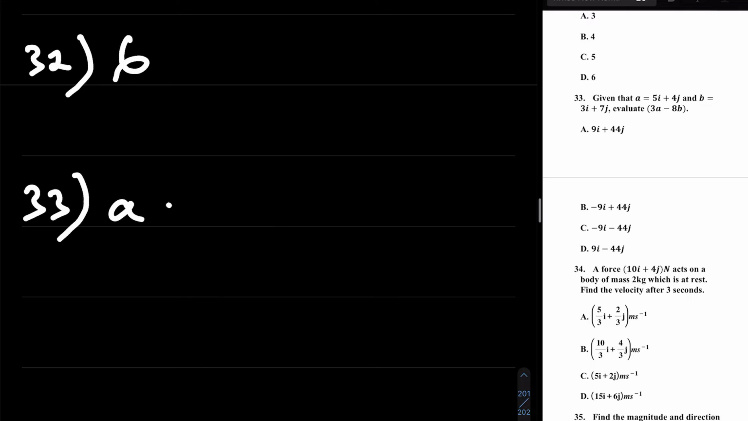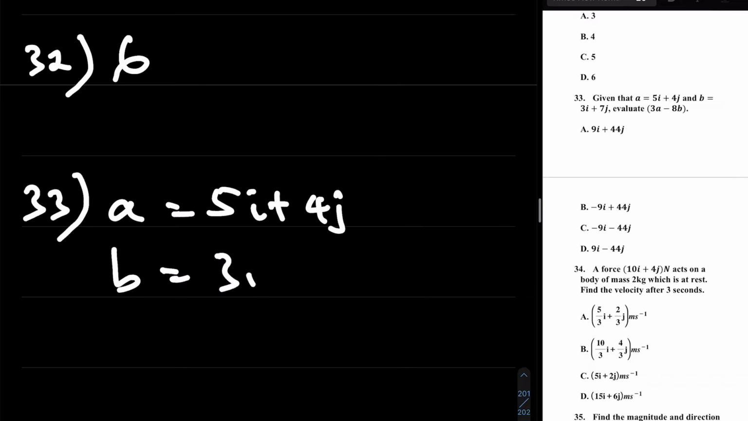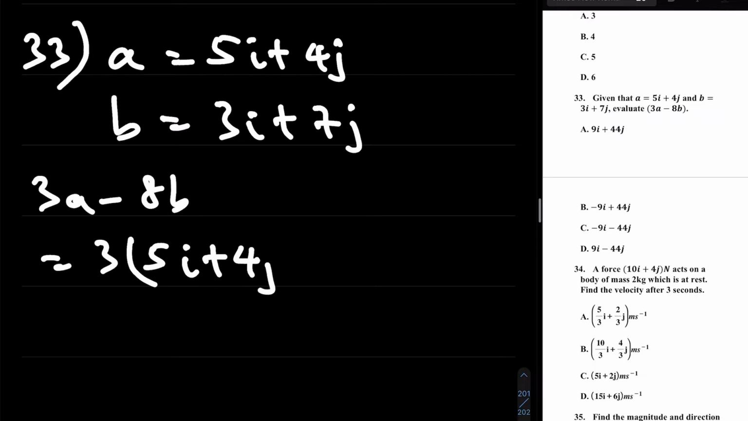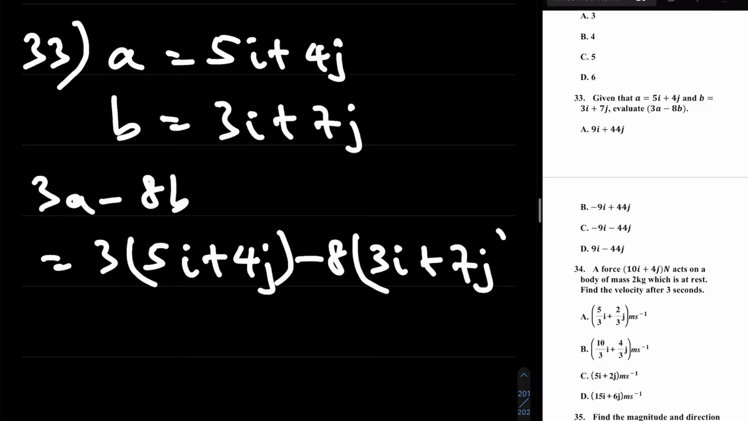Given that a equals 5i plus 4j and b equals 3i plus 7j, evaluate 3a minus 8b. That's equal to 3 times (5i plus 4j) minus 8 times (3i plus 7j).